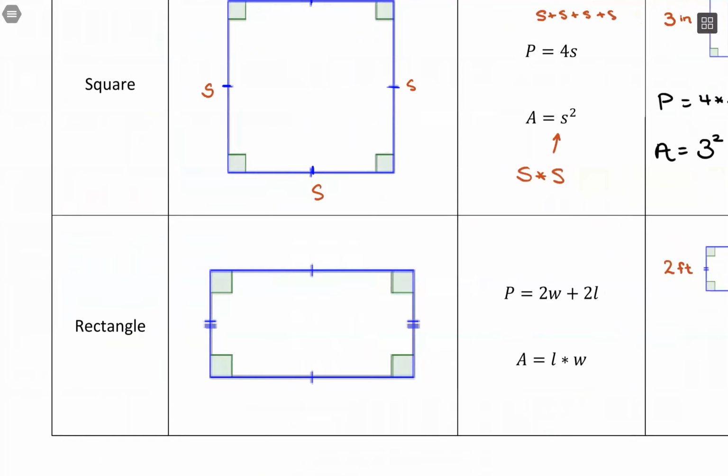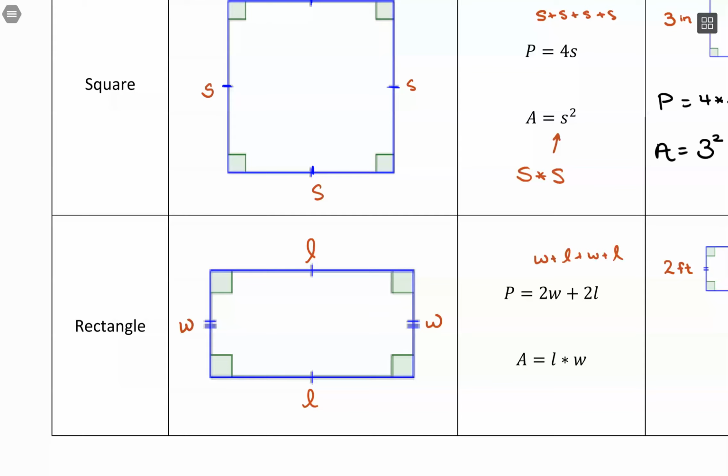Rectangle, very similar idea. It's just with a rectangle, you have width and length. So we can call this width, and this would be length. And then you have these same side lengths, so this would be width over here as well, and this would be length over here. So in terms of perimeter, you can just add up along the outside. So length plus width plus length plus width, same thing. I can write that out here for you.